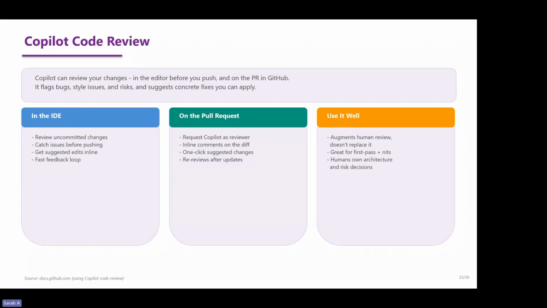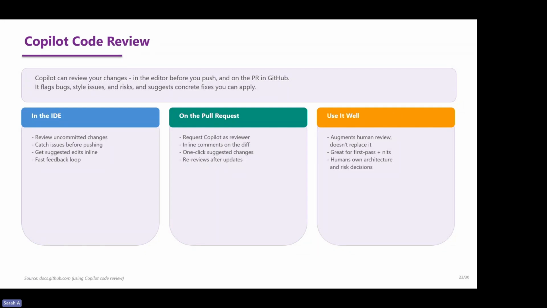So before you even push your code, you can ask Copilot to review your uncommitted changes, right? From the chat as well. So Copilot can always catch issues before you start pushing to GitHub. It can even suggest some extra changes you need to make as well, right?